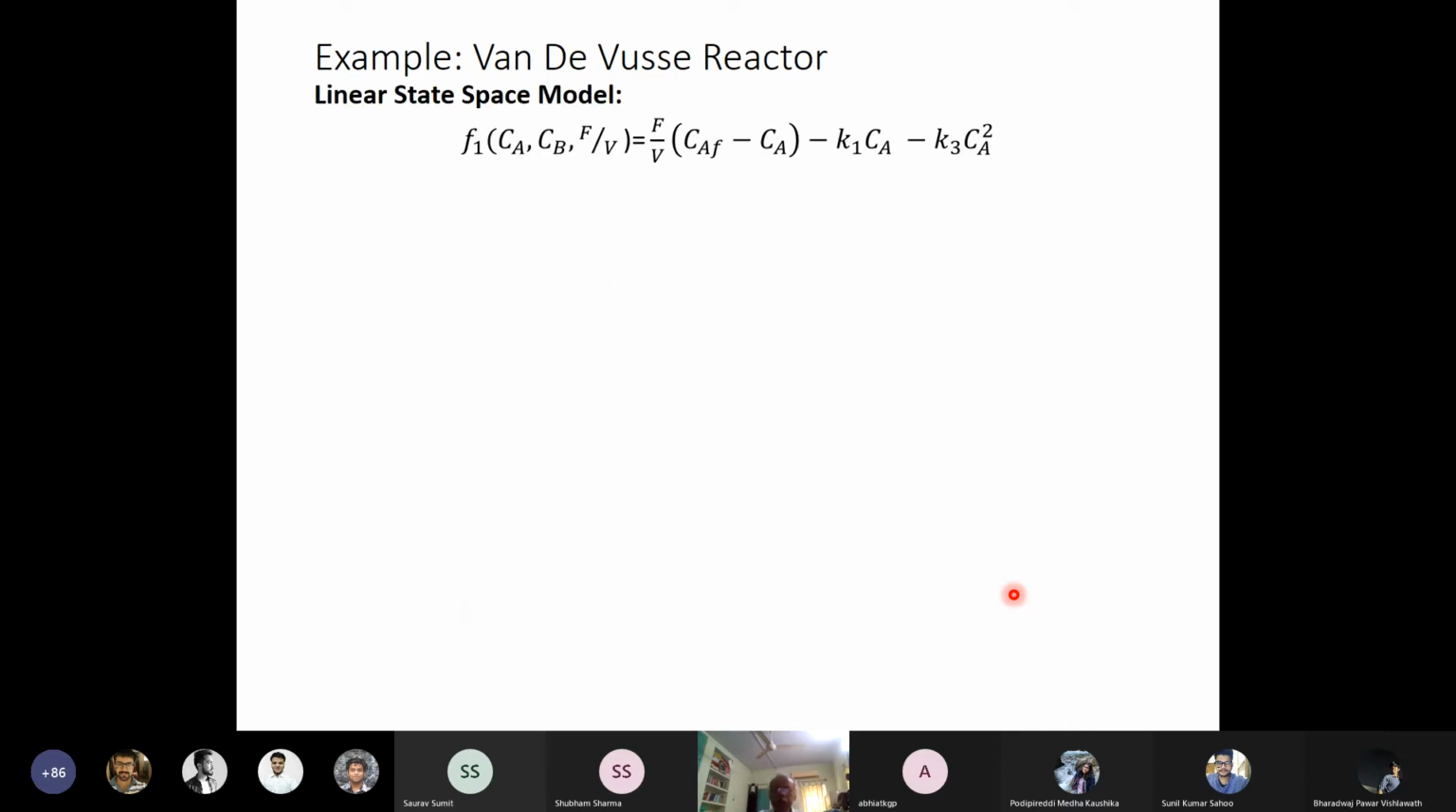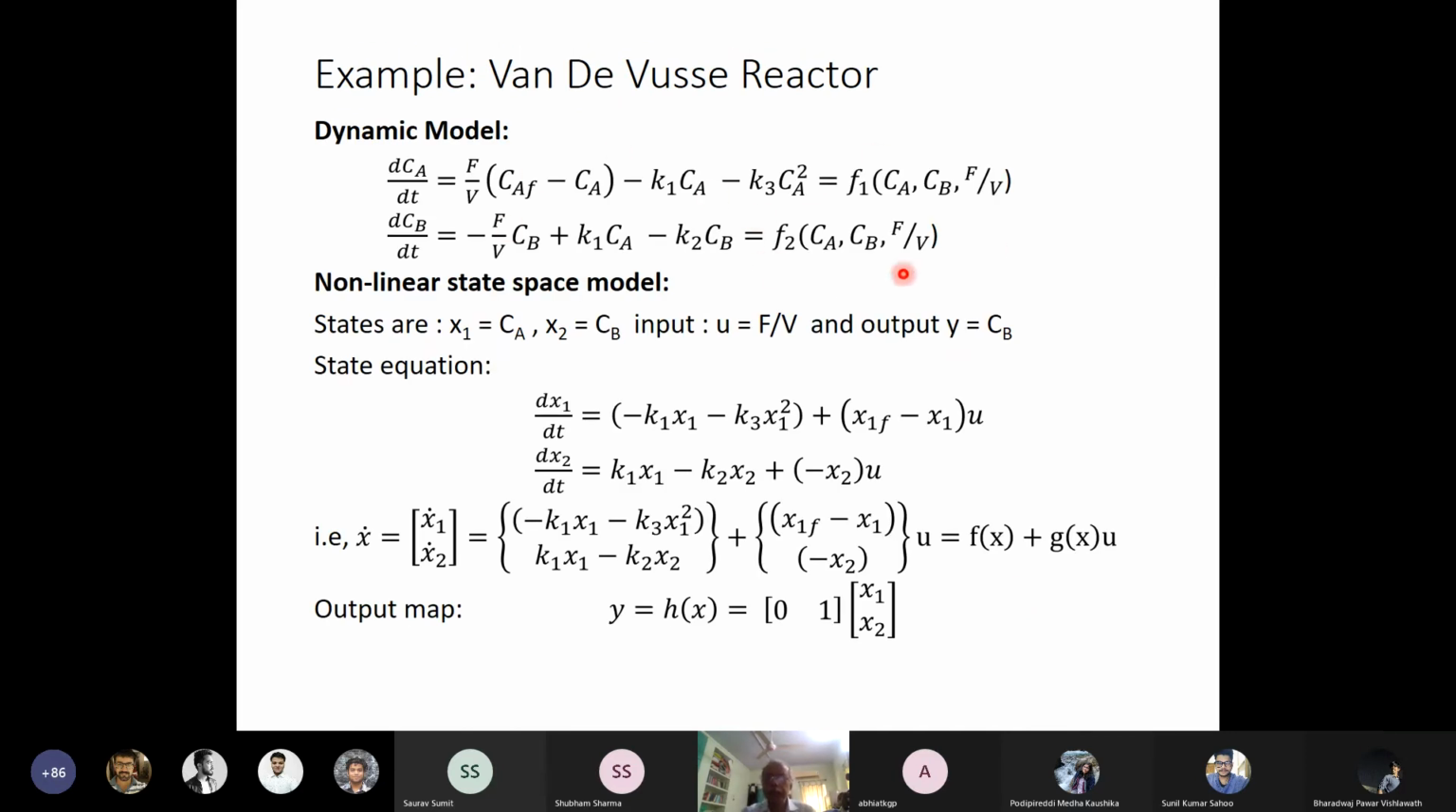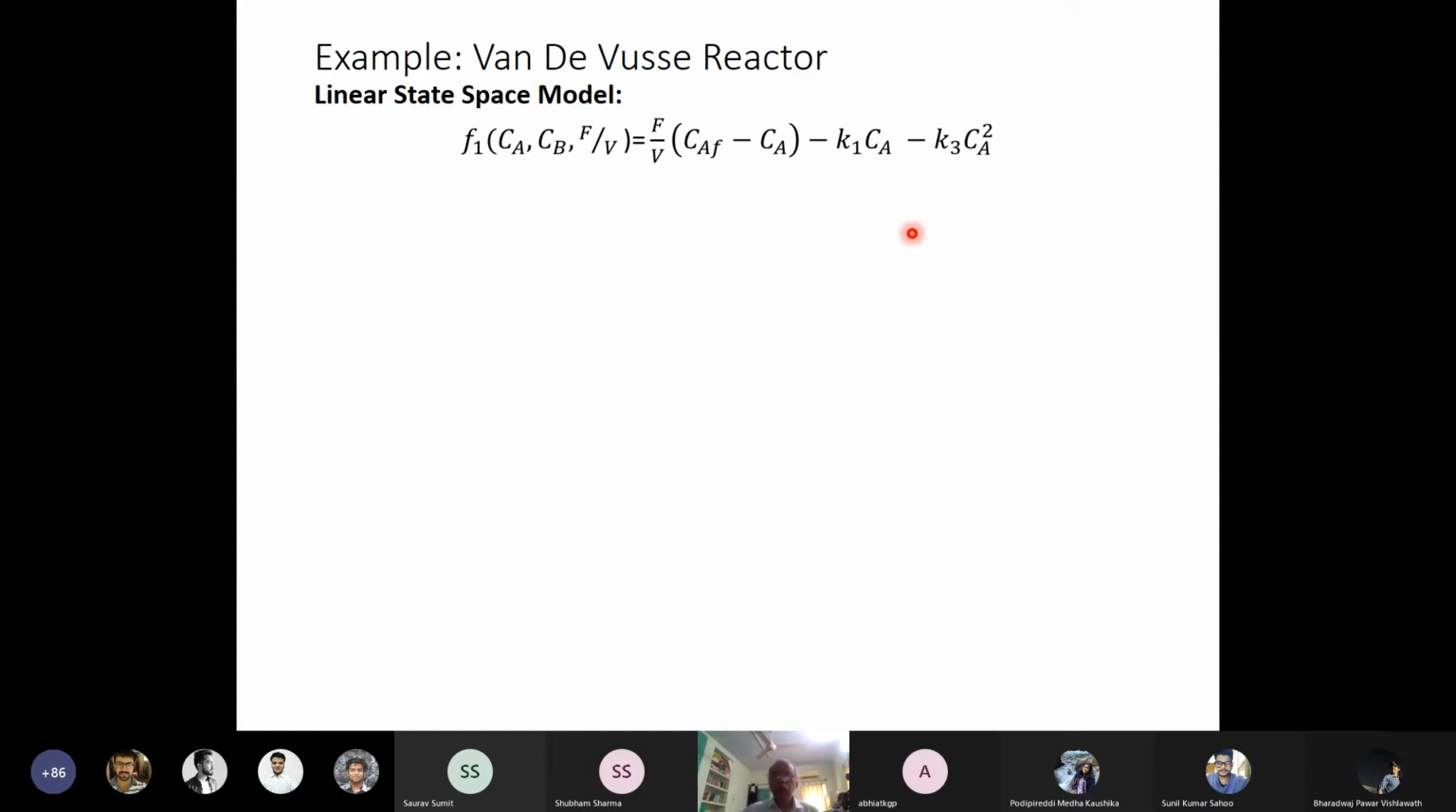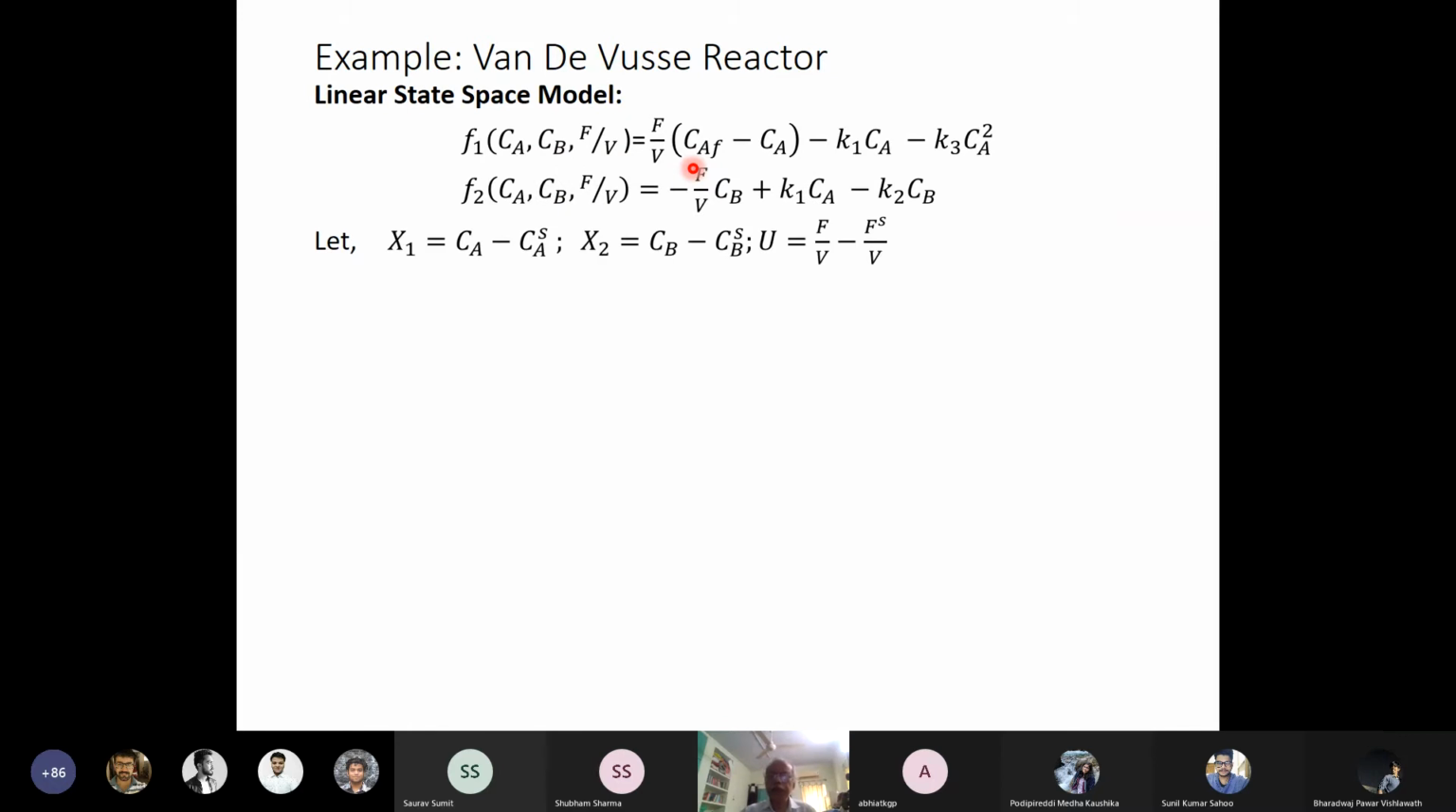Now for the linear state space model, we have to use these dynamic model equations: dCA/dt and dCB/dt equal to f1(CA, CB, F/V) and f2(CA, CB, F/V). We will linearize these two terms, considering capital X1 as CA minus CAS, capital X2 as CB minus CBS, and capital U as F/V minus F/V at steady state, or nominal value.